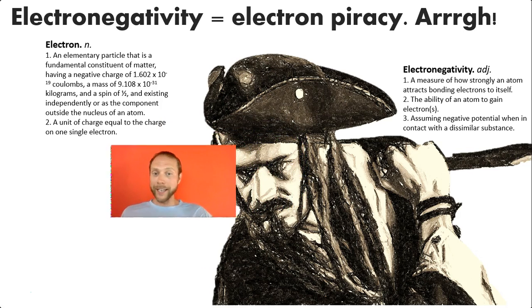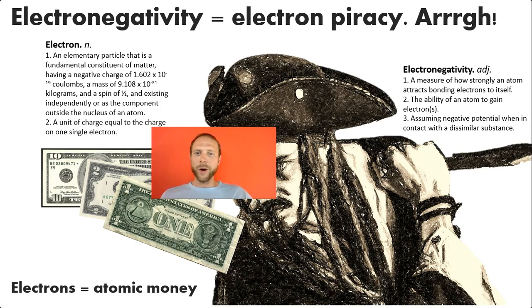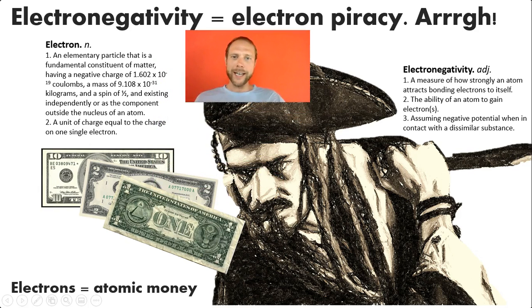So you might ask what an electron is, in case you didn't quite follow the electron piracy thing. Well, you could take the logical approach. You could look up an electron in the dictionary and it's an elementary particle. It's a fundamental constituent of matter having a negative charge of some coulombs, a mass of some kilograms, a spin, and it goes on and on. All these little facts that you need to know to kind of build up the logic pyramid to understand what an electron is.